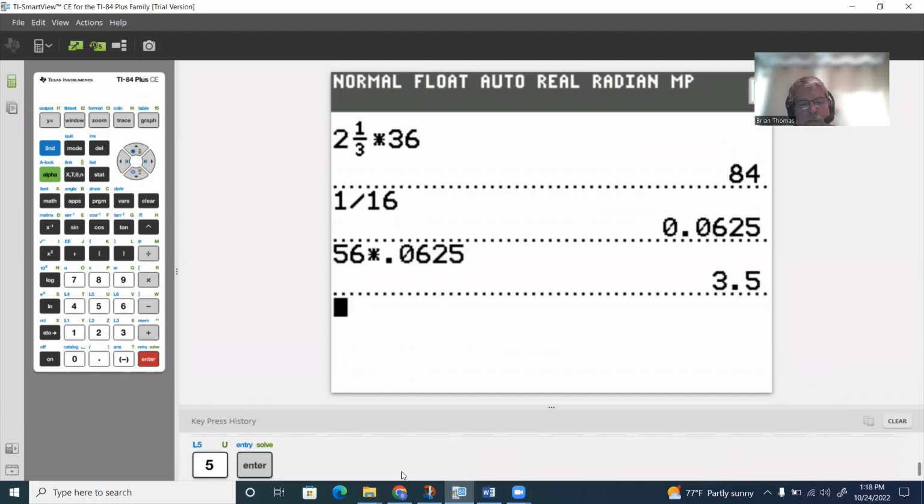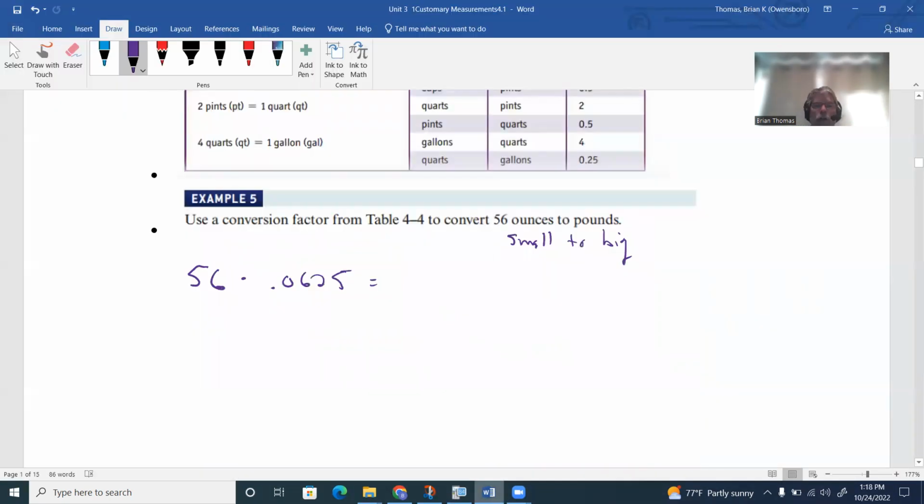So it gives us 3.5. So that would end up being 3.5 pounds. So like I said, big to small, easy. Small to big, not so much.